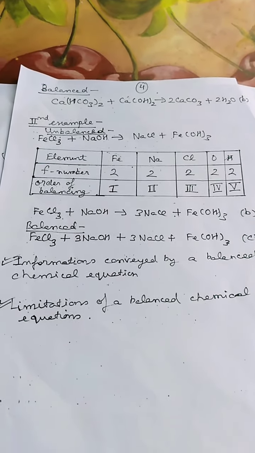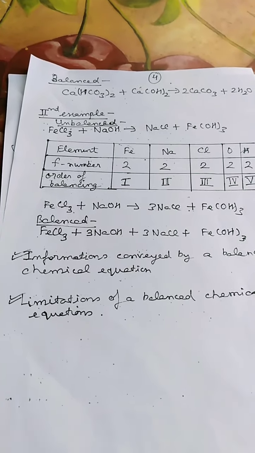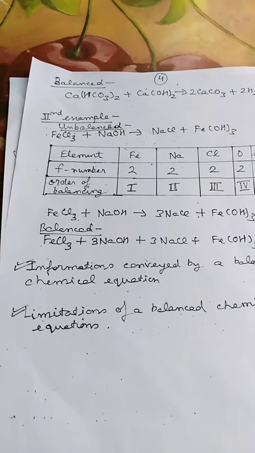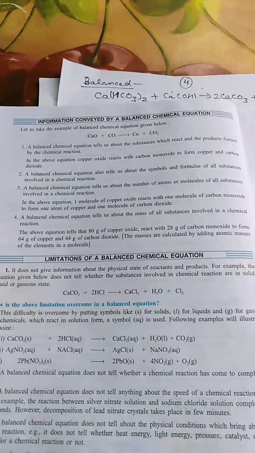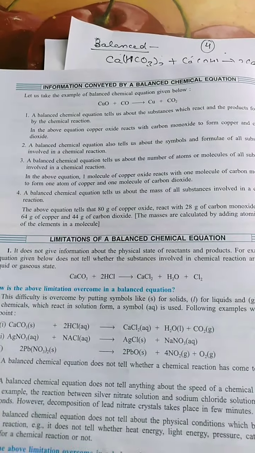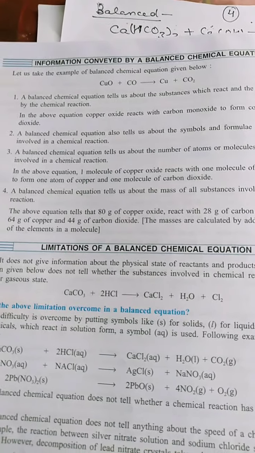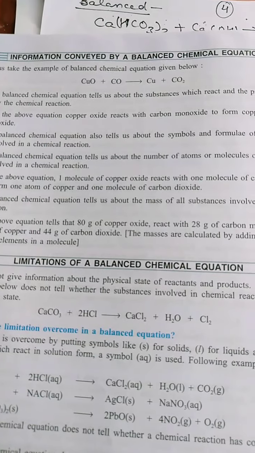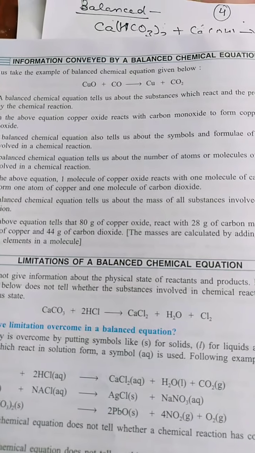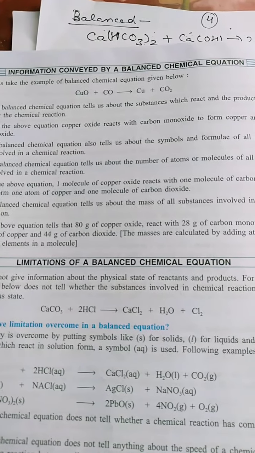Now we will discuss the information which is conveyed by a balanced chemical equation, which is on page number 22 of your course book. We will take the example of a balanced chemical equation. A balanced chemical equation tells us about the substances which react and products formed by a chemical reaction. In the above equation, copper oxide reacts with carbon monoxide to form copper and carbon dioxide.